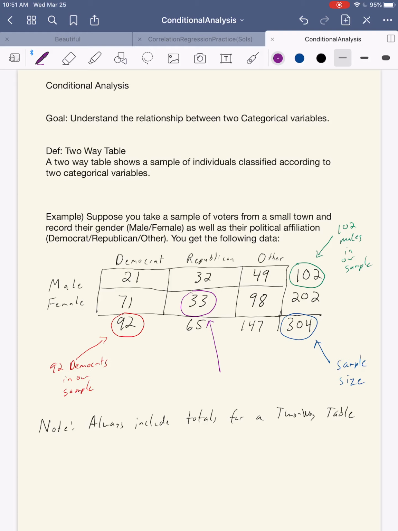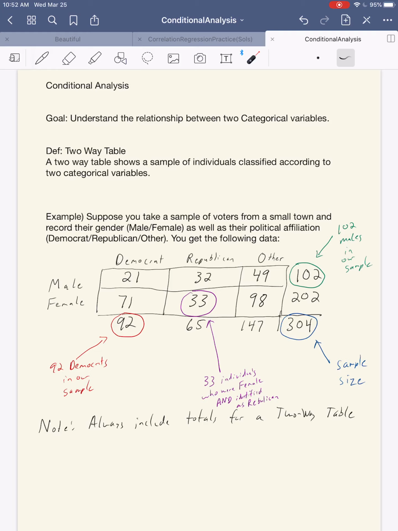Well, that 33 would mean there were 33 individuals who were female and identified as Republican. So these inside values represent individuals that had both those traits. So there were 33 people in our sample who were both female and identified as a Republican.